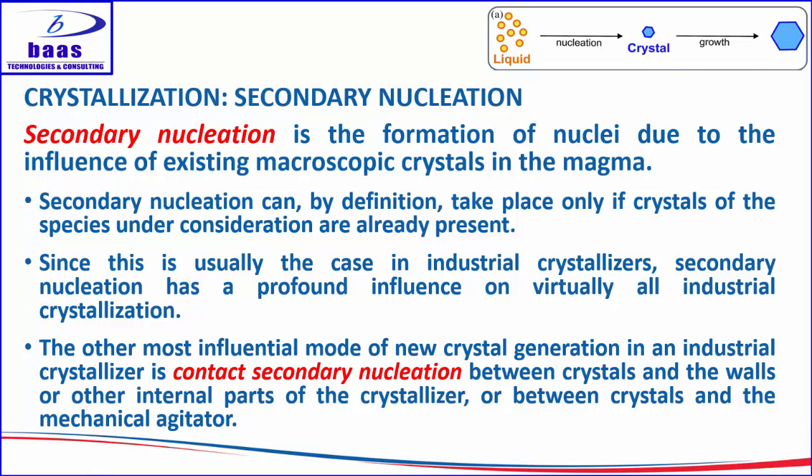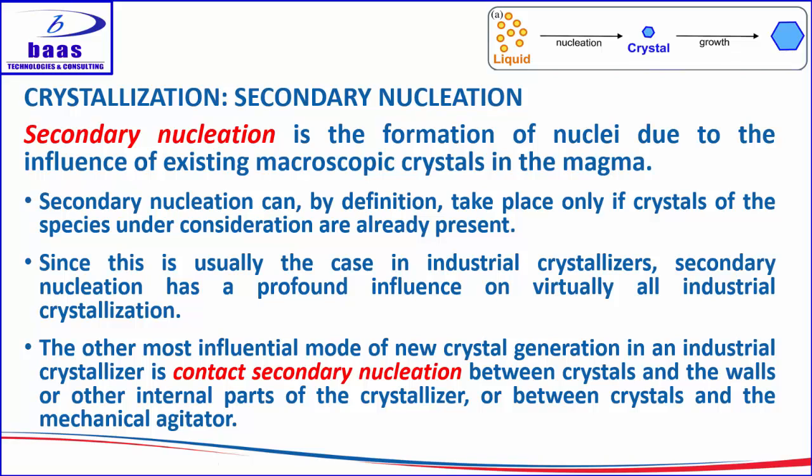Now let's look at secondary nucleation. Secondary nucleation is the formation of nuclei due to the influence of existing microscopic crystals in the magma. And these crystals could have formed from the solution or could have been added into the solution to effect nucleation. Secondary nucleation can, by definition, take place only if crystals of the species under consideration are already present. And since this is usually the case in industrial crystallizers, secondary nucleation plays a very important role in virtually all crystallization processes in the industry.